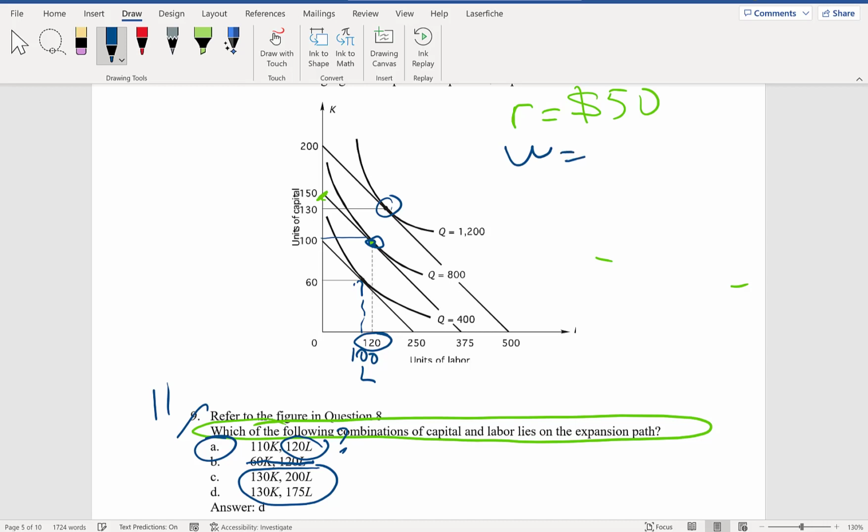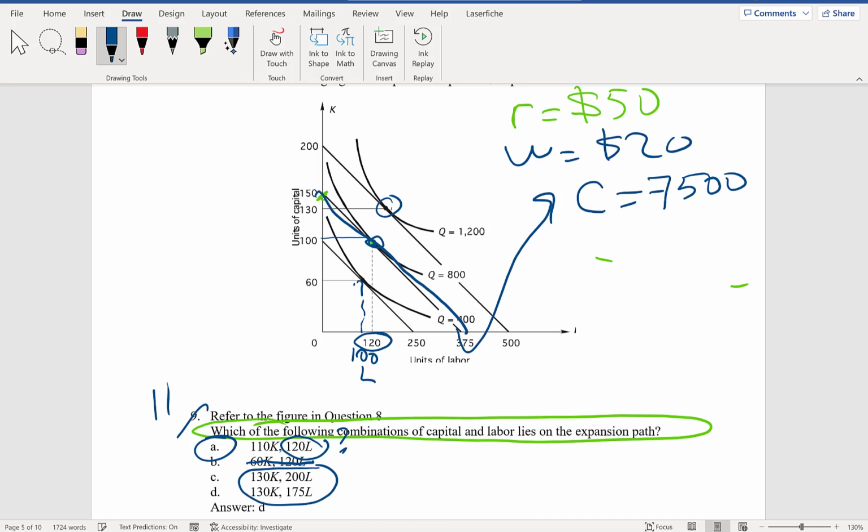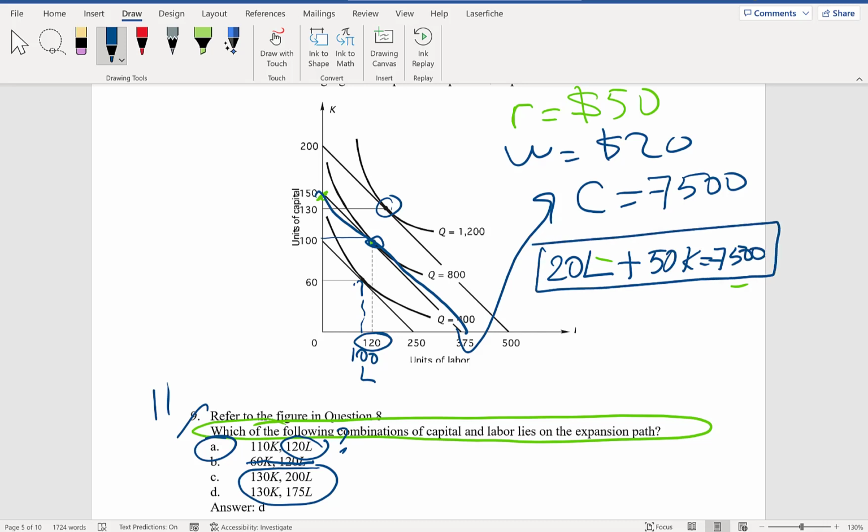So wage rate is 20. This iso-cost, total cost here, right? This iso-cost is 7,500. We found it in the previous question. Yes. Okay, so I have all the information. So it's 20 wage rate times labor plus, what's my R? 50 times capital, 7,500. I just found the equation first.